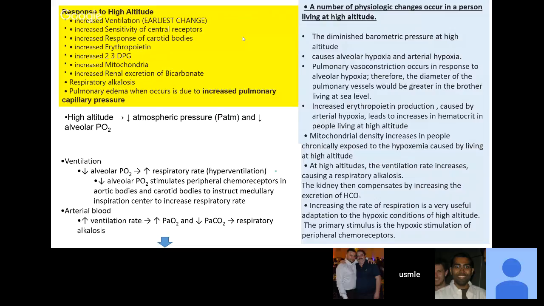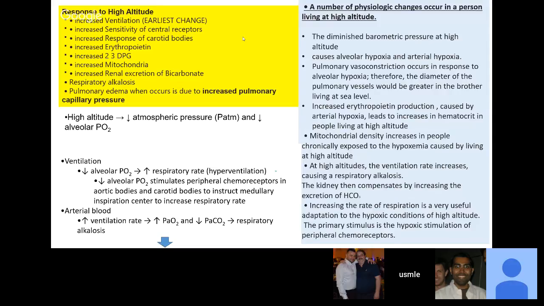Bicarbonate is going to be excreted more by the kidney. Remember, this is a kind of balance for the pH, and you're going to end up with respiratory alkalosis because you're going to have hyperventilation. So you bring in as much oxygen as possible, and you breathe out a lot of CO2.